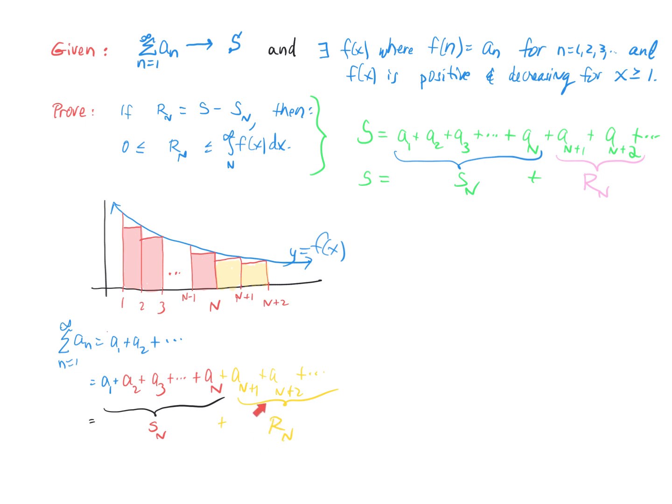So if we look at how this relates to the picture, a sub n plus 1 is this height, and so this represents the area of this rectangle whose width is 1 and whose height is a sub n plus 1. So that's the area of the yellow rectangle. This is the area of the second yellow rectangle. And if we add the infinite number of yellow rectangles, that's our nth remainder. And we can see quite clearly that the sum of those rectangles is bigger than 0 and less than the area under the curve starting right here.